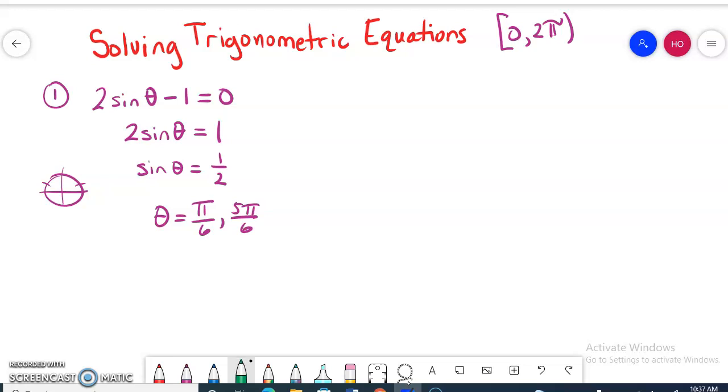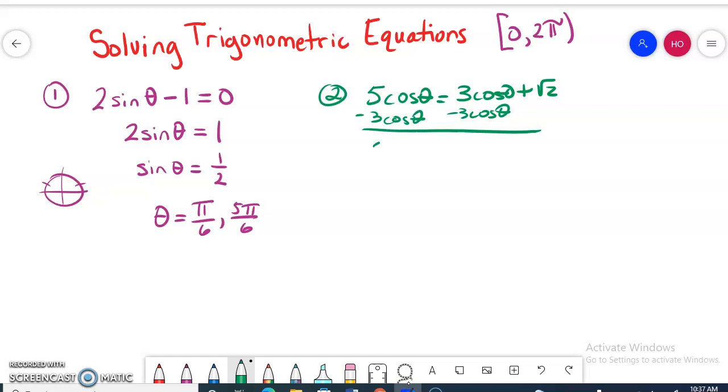So another example where there's a little bit more manipulating to do. If I have 5 cosine theta equals 3 cosine theta plus the square root of 2, it's going to be more about combining like terms. This and this are like terms, so we can combine those. If I subtract 3 cosine theta from both sides, and I wouldn't necessarily always write that, for demonstration purposes I am.